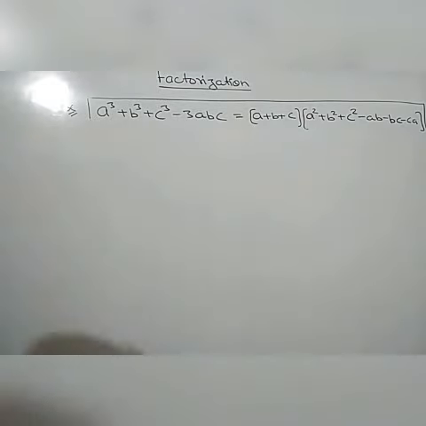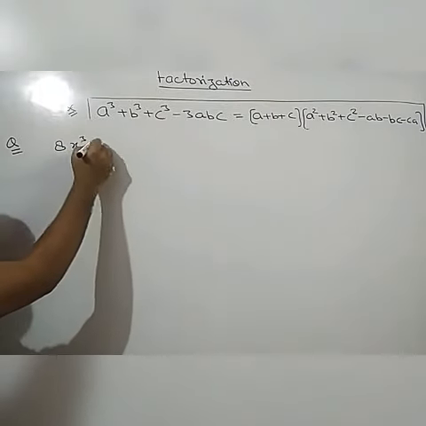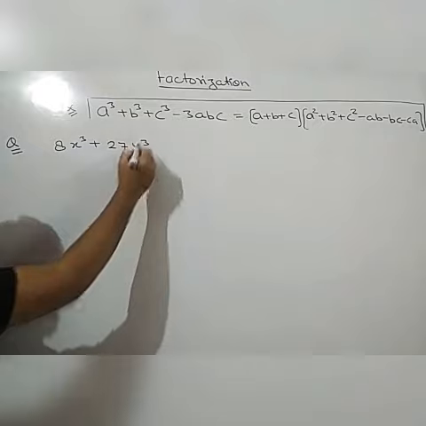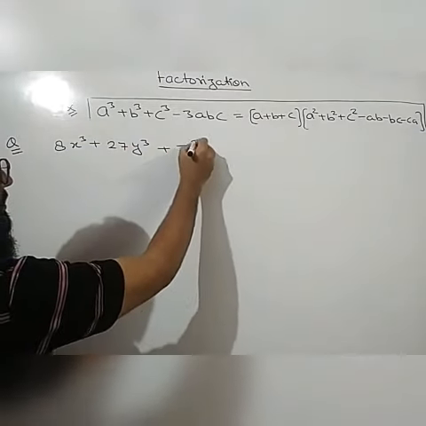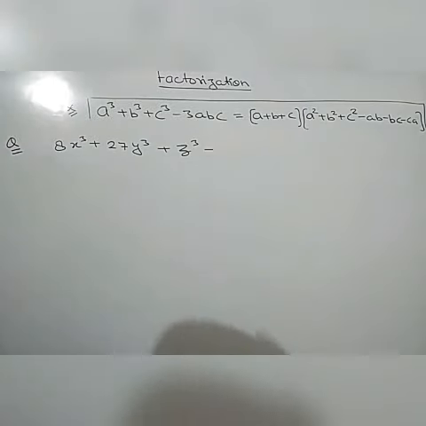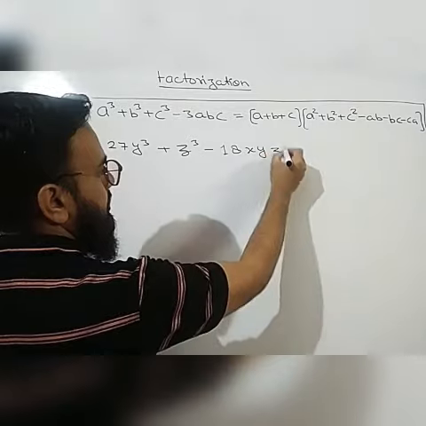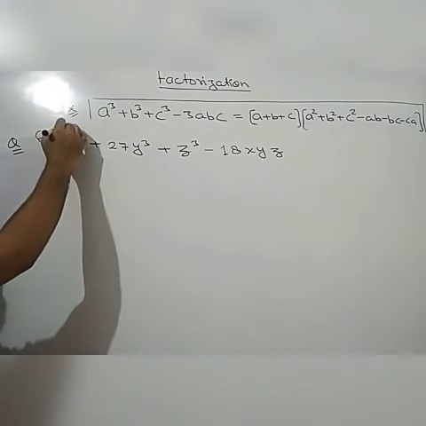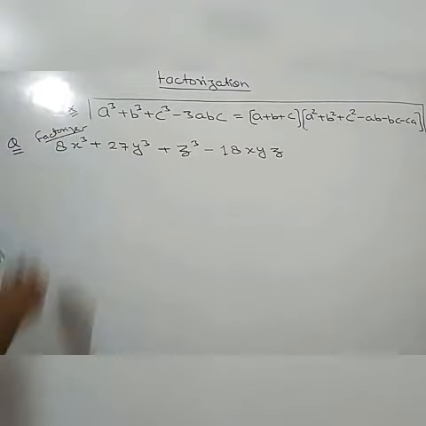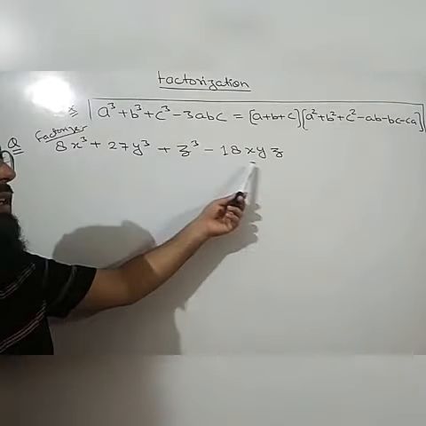We have given a question: 8x cube plus 27y cube plus z cube minus 18xyz. We have to factorize this term. Factorize 8x cube plus 27y cube plus z cube minus 18xyz.